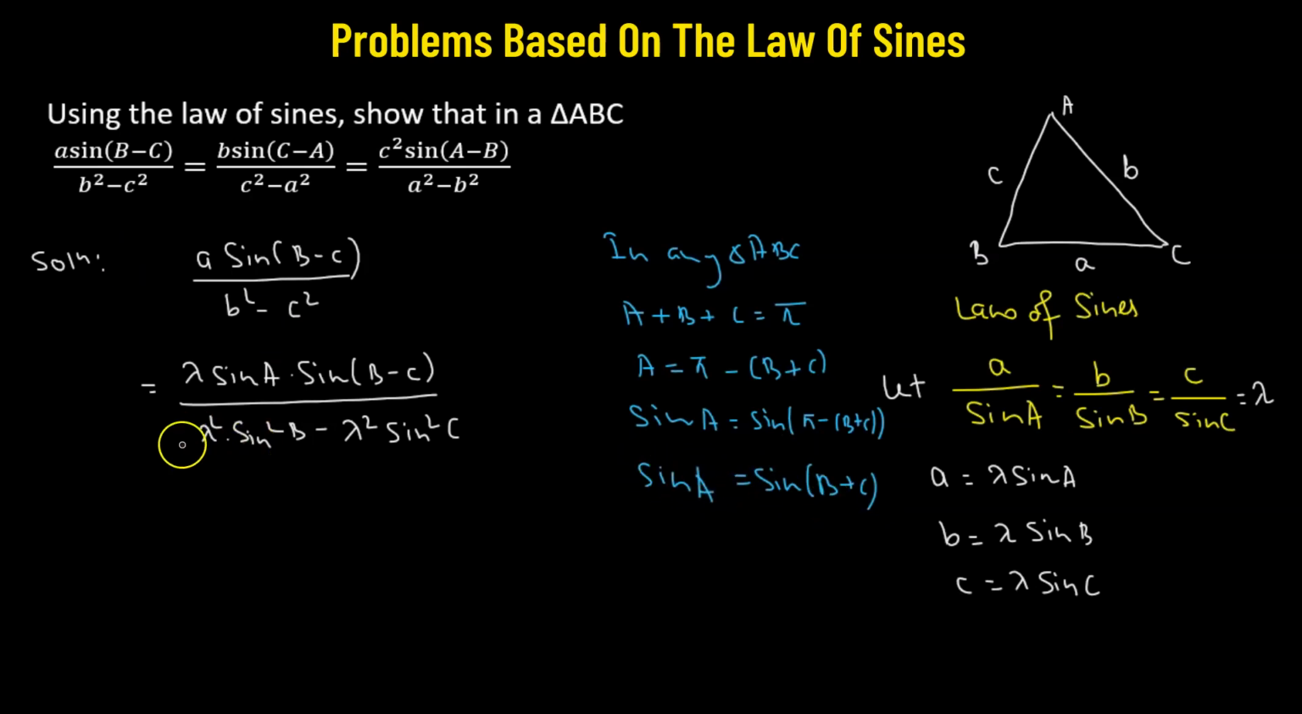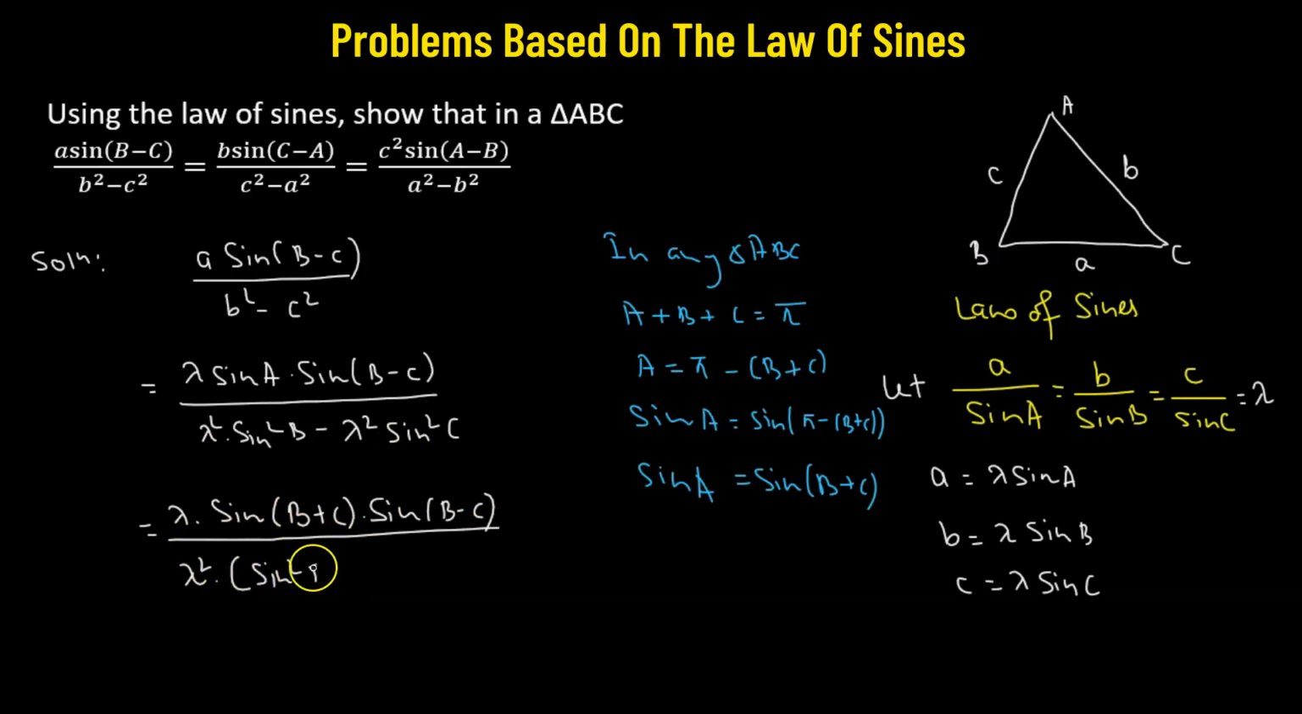We can replace this in the numerator. We will get lambda times, instead of sine A, sine of (B plus C), multiplied by sine of (B minus C), whole divided by, if we take lambda squared as the common factor in the denominator, lambda squared multiplied by (sine squared B minus sine squared C).